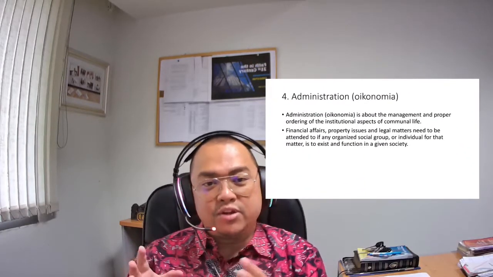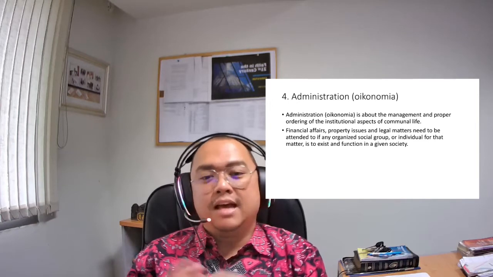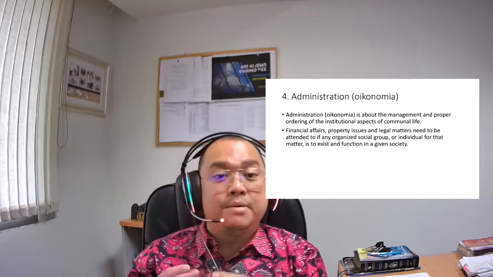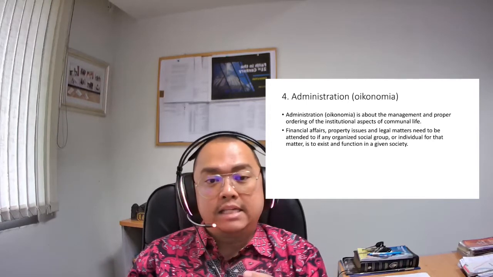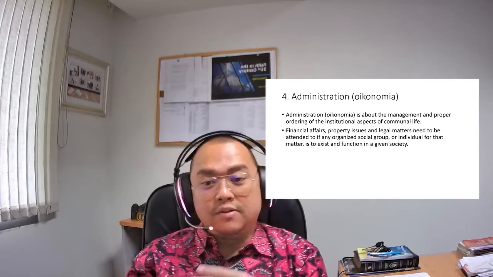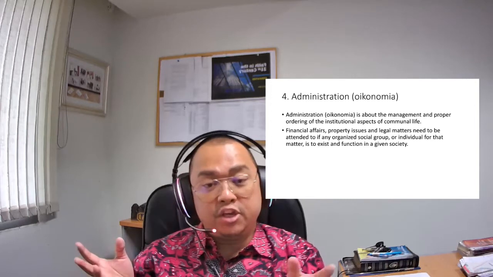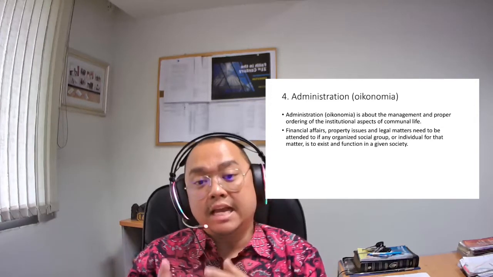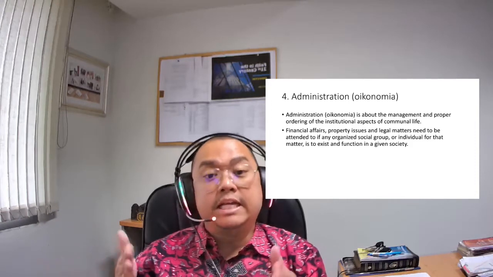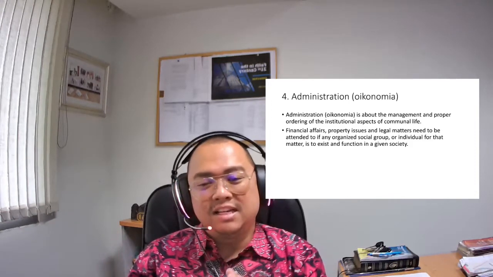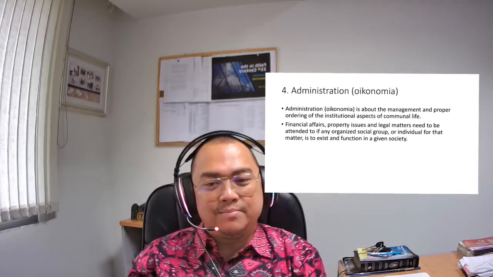Number four is administration or oikonomia. Administration, or oikonomia, is about the management and proper ordering of the institutional aspects of communal life. Financial affairs, property issues, and legal matters need to be attended to if any organized social group, or individual for that matter, is to exist and function in a given society.